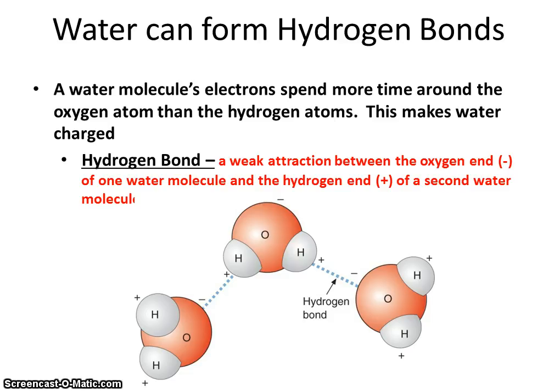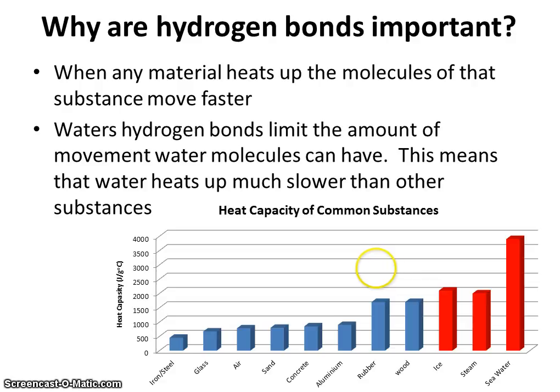Why do we care about hydrogen bonding when all we really care about is fish in the ocean? It's because those hydrogen bonds create a lot of really important properties of water that life on Earth and life in the oceans has come to depend on. So let's talk about what those properties are.